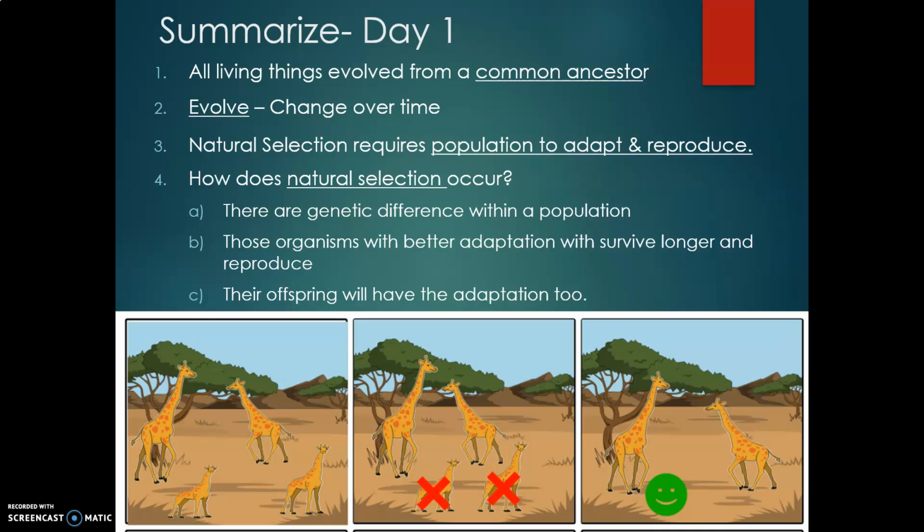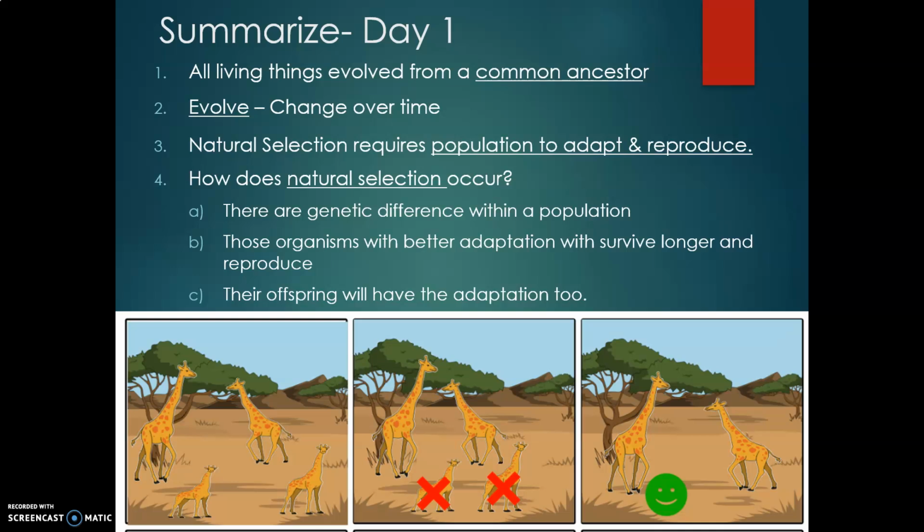To evolve, as a basic definition, means to change over time. Many things have evolved. Cell phones, shoes, clothing, hairstyles have all changed over time. Natural selection requires populations to adapt and reproduce. This is very important. There are two parts you have to remember. Think of natural selection as the way nature is selecting who's going to survive. Nature selects who will survive.